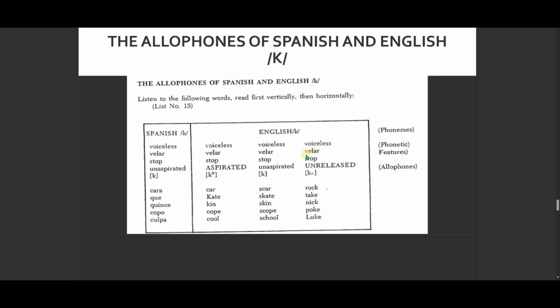And then we have the voiceless velar stop unreleased, which is also represented by a K with an equal sign beside it, like in rock, fake, neck, buck, look. Same as the unreleased sounds for T and P. The unreleased allophone is just a slight touch at the end. Almost silence, but not silent. Rock, take, nick, poke, look. Okay?